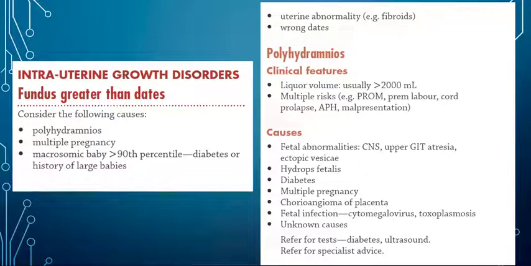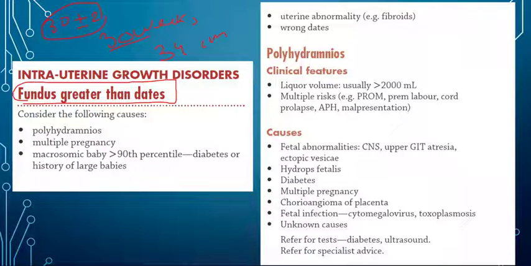Then there are some conditions in which you will get fundal height greater than the gestational age. Like let's say a patient's gestational age is 30 weeks and the fundal height is 34 centimeters. Normally, if it's a 30 weeks pregnant patient, the fundal height should be 30 plus minus 2. That's normal. But when it becomes more than 2, it's not normal. So this is what we call fundal height greater than gestational age.